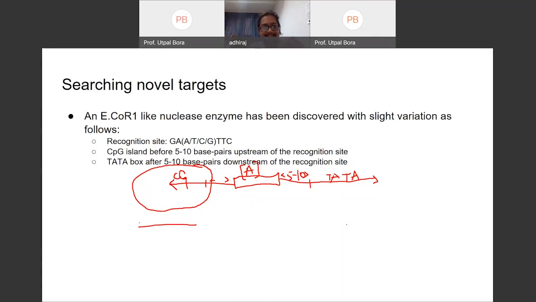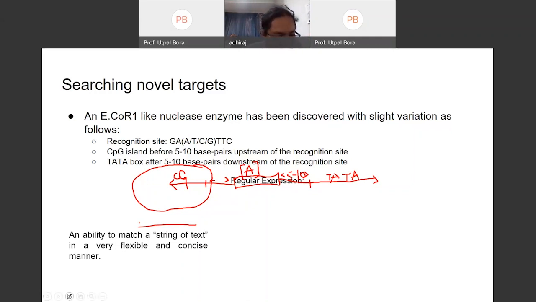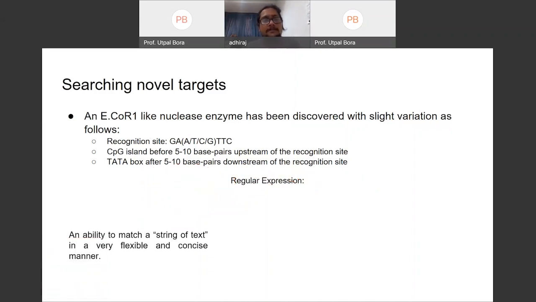But in these cases where there are flexibilities, it's not very strict. So Control F is a very strict search. We don't want a strict search. We want a flexible search. So the first thing I want to introduce is called regular expression.